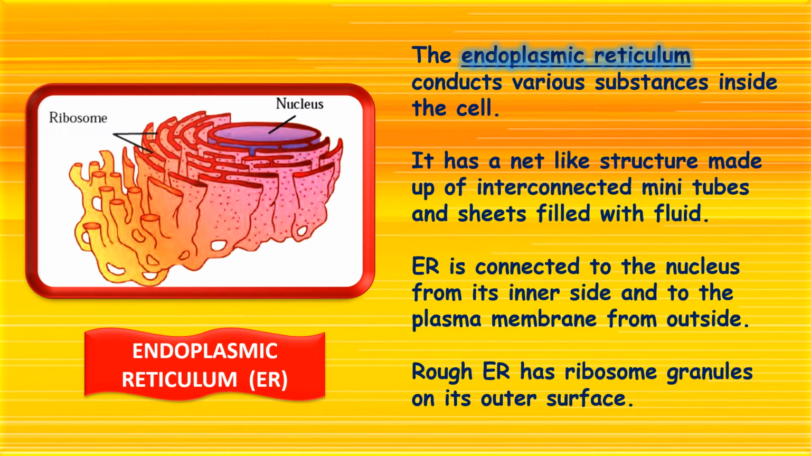Now, there are two types of endoplasmic reticulum, the rough and the smooth. The rough one has ribosome granules on its outer surface. See these dots here? They are ribosomes.